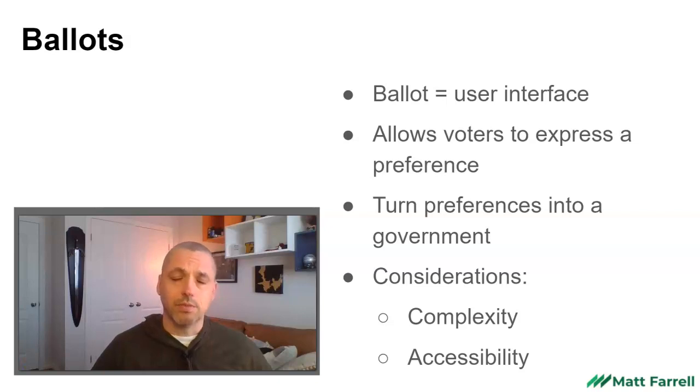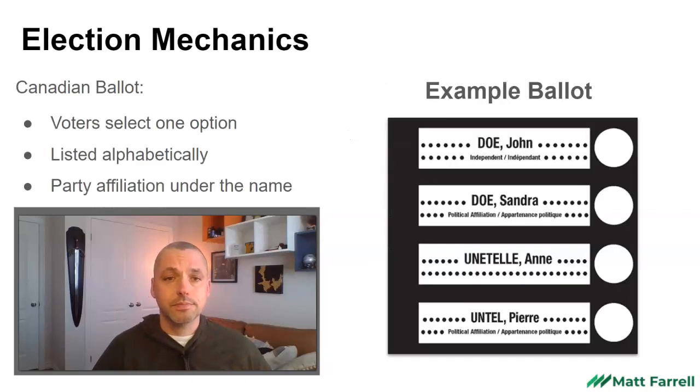There's some considerations though when we think about ballots across different jurisdictions. Some can be very complex and others can be very simple to allow ease of access. We're going to look at a few different examples. One of the more simple ballots in use is in Canada. In this type of ballot, you've got a few choices available in two official languages, and voters select one box.